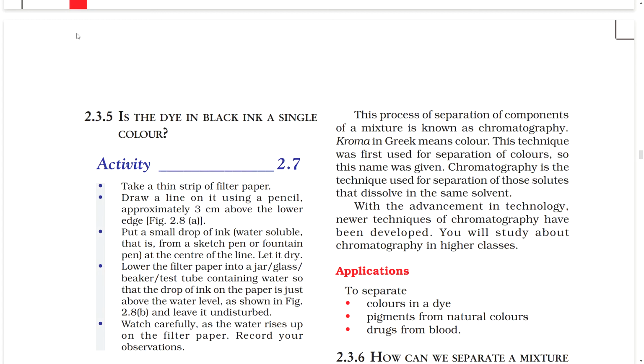Lower the filter paper into a jar or glass or beaker or test tube containing water so that the drop of ink on the paper is just above the water level, as shown in figure, and leave it undisturbed. Watch carefully as the water rises up on the filter paper. Record your observation.